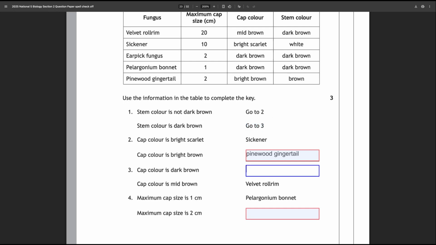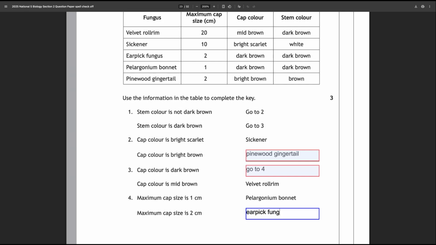And statement 3, paired statement is cap colour is dark brown. So who's dark brown? We've got the ear pick fungus and the Pelargonium bonnet, and we've got the velvet rollworm, which is the one that's mid brown. So because we've got 2 that have a cap colour of dark brown, that means we have to go to 4. Because we've got 2 options there, so therefore we have to go to another paired statement. And this time the cap size is 1 centimetre, that's going to be the Pelargonium, and the one which has a maximum cap size of 2, which is still left because obviously the pinewood gingertail is also 2, but the only one that's left and has followed this sequence is the ear pick fungus.